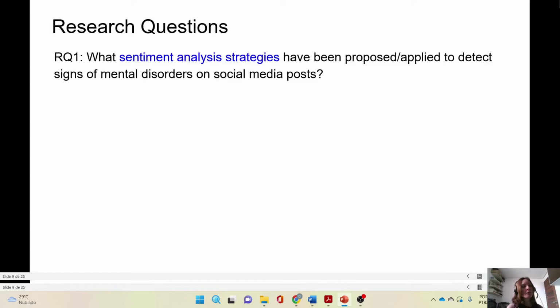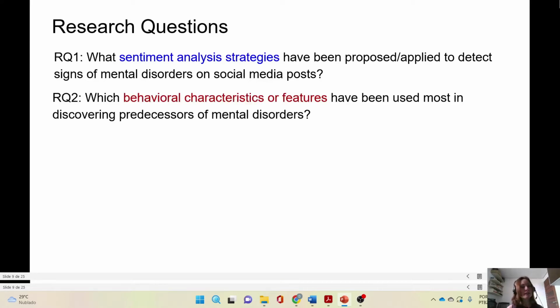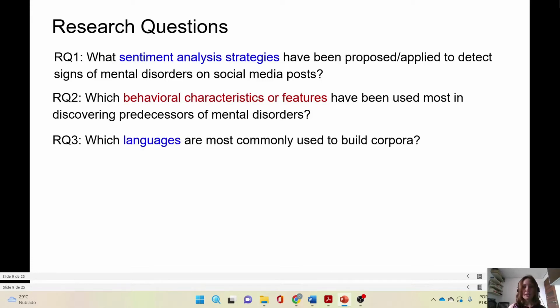Okay, so our research questions have been defined as the following ones. The first one is: what sentiment analysis strategies have been proposed or applied to detect signs of mental disorders on social media posts? The second one regards: which behavioral characteristics or features have been used most in discovering predecessors of mental disorders? The third one: which languages are most commonly used to build corpora?